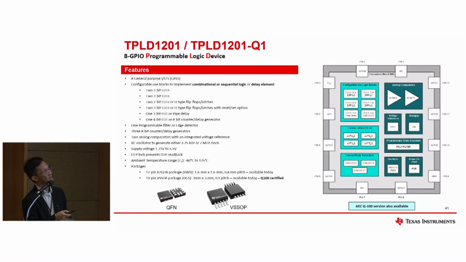The next product is what we call the 1201, right? This is slightly higher than the 801. We come with 8 GPIO, all right? And of course, many more LUTs. And right now, you can see that we have more analog components integrated. We have the comparator, and we also have the voltage reference inside, and so on. This will come in two different packages, the QFN and also the VSOP.